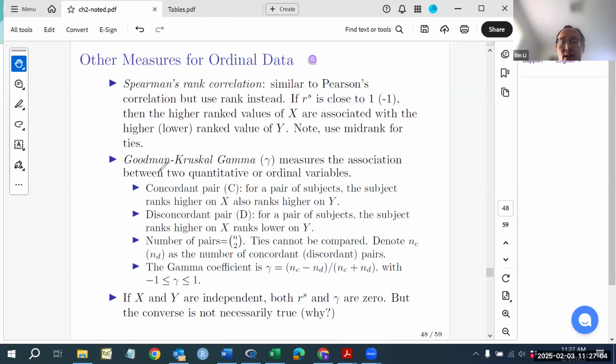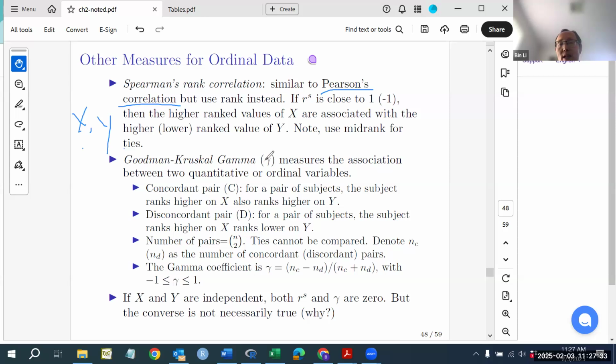And another one is the Goodman-Kruskal gamma. So this measures the association. This one is just the Pearson's rank. The Spearman's rank correlation is just the Pearson's correlation, but replacing the X and the Y by the rank of the X and Y. Okay, so that's the only difference.